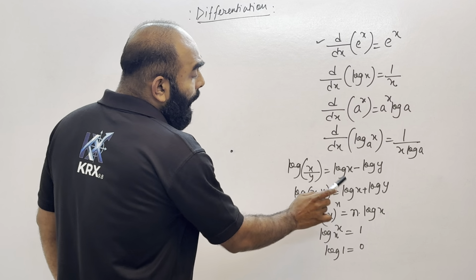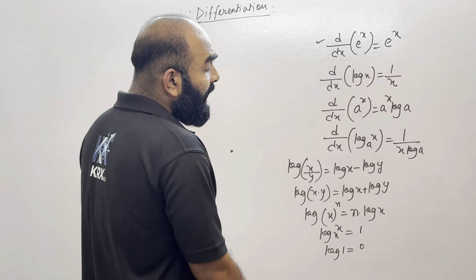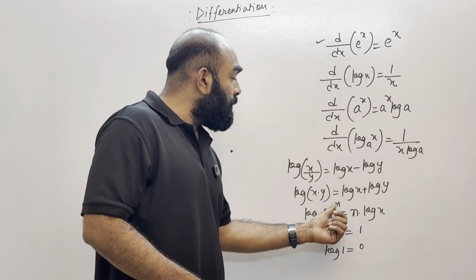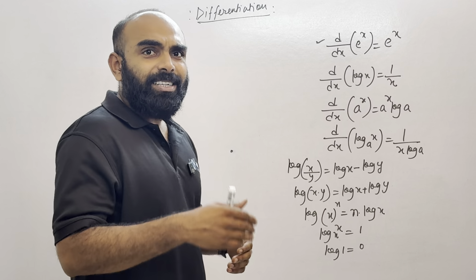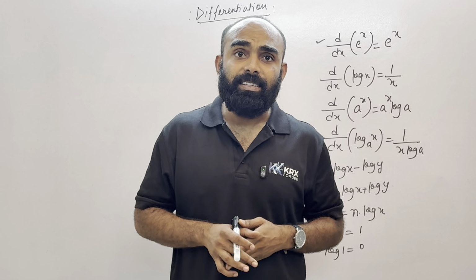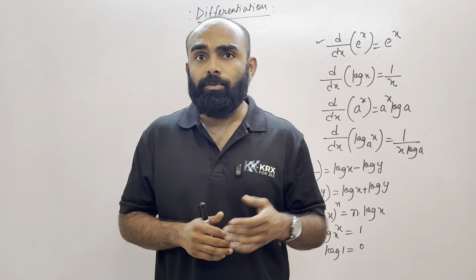Log of x to the power n, actually it is read as log n to the base x. But to understand, I'm saying log x to the power n. So n will jump here, so it will become n log x, and the vice versa is also true. N log x can be written as log x to the power n. Log x to the base x value will be 1, and log 1 value is 0. Okay, so all these things we have discussed in the last class, and I have also given you a few problems based on this.